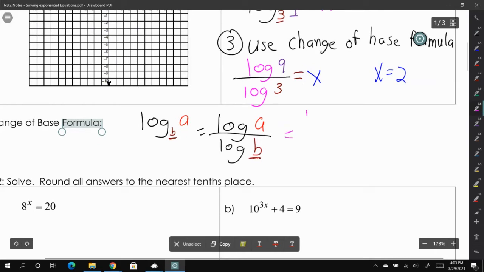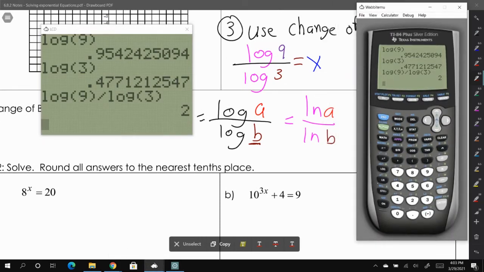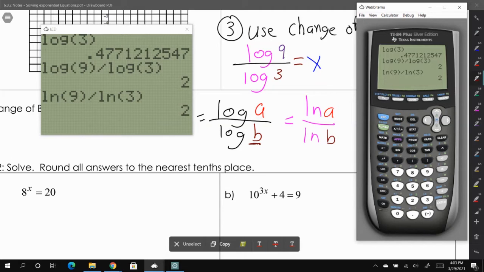We could also do ln, or the natural log of a over the natural log of b, because those are log base e's. ln is really the same as log base e. So yes, I could have done ln of 9 divided by ln of 3, and we still get 2. And a lot of people will only use ln just because they think it's easier. It doesn't really matter. You could use the log button or the ln button. I'm going to be using the log button.